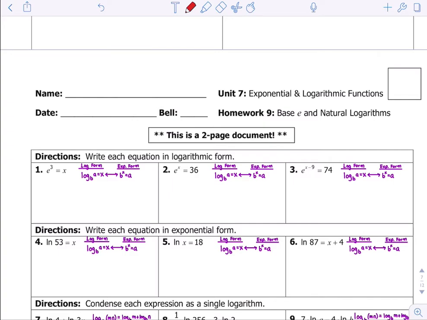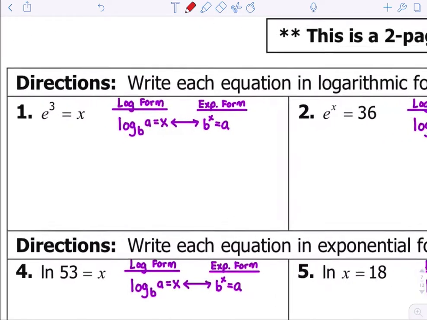This is homework on base e and natural logarithms. All right, so we're going to take a look at the first one.